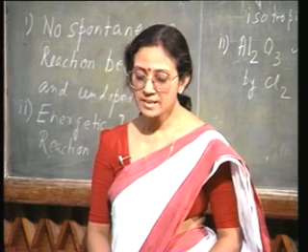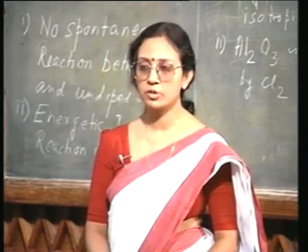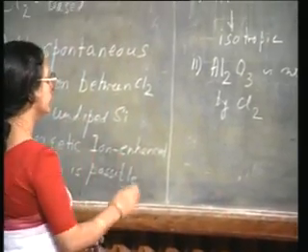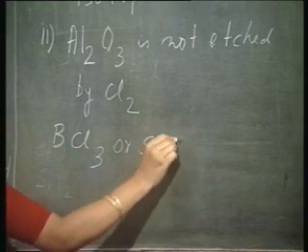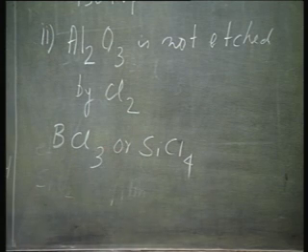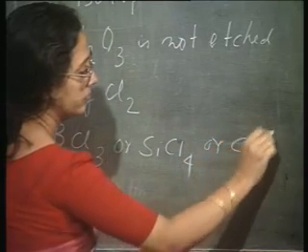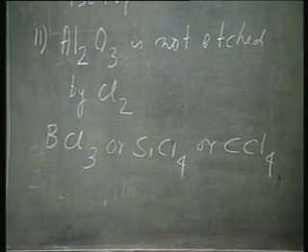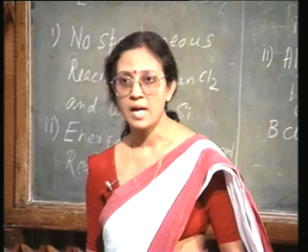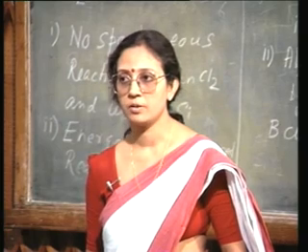Right? This dual purpose is served mostly by using BCl3 or SiCl4. Or sometimes even carbon tetrachloride. They serve the dual purpose, that is, they etch the aluminium oxide as well as they form the inhibitor film to provide anisotropy.